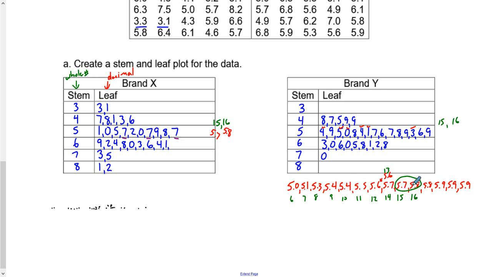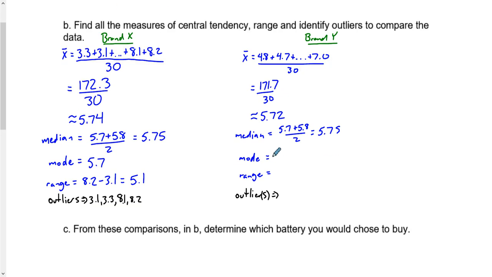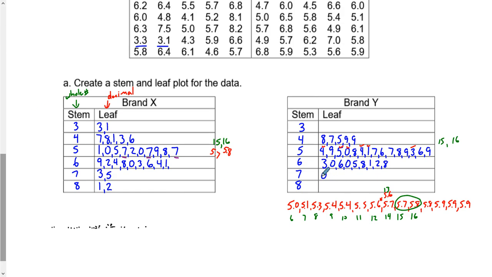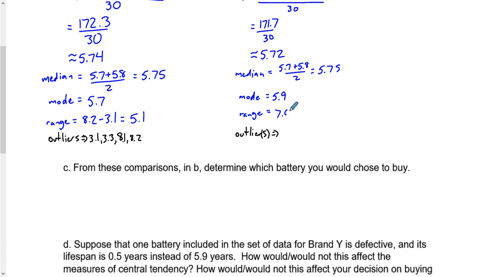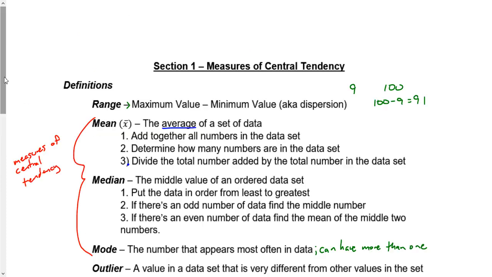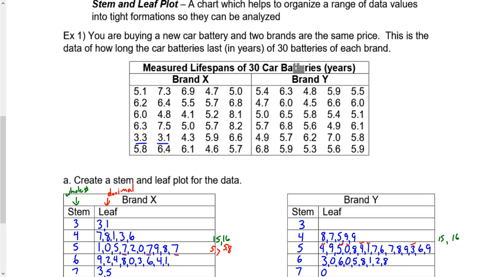There's 2 8s, but there's 3 5.9s. Even in the 6-point, there's 6.8 and 6.8. There's only 2 of them. So 5.9 would be our mode. Our range is taking that largest value, which is 7.0, and subtracting the smallest number, which is 4.5. So that should have been 4.5, correct? Yeah, 4.5.